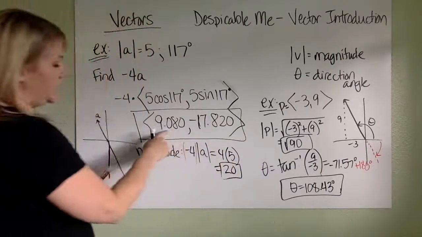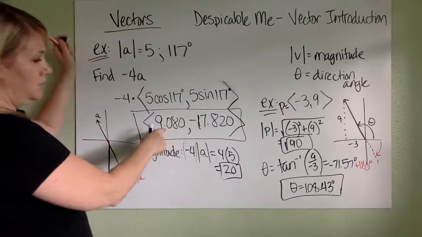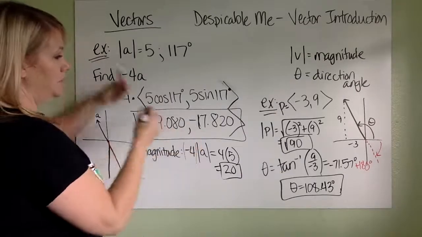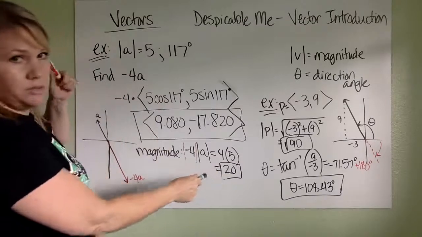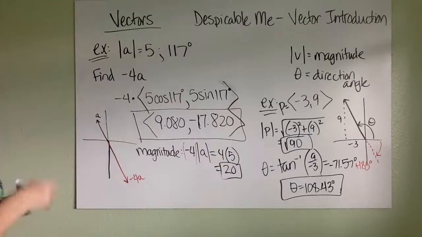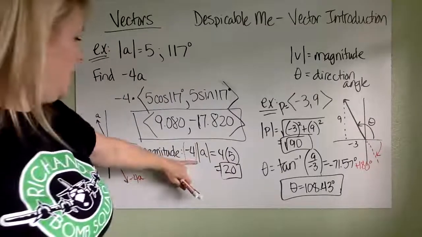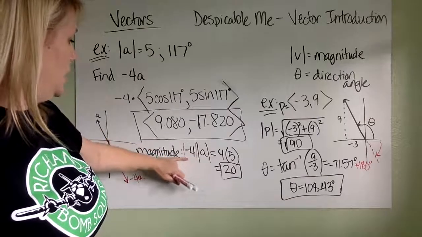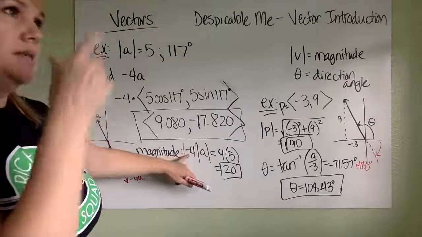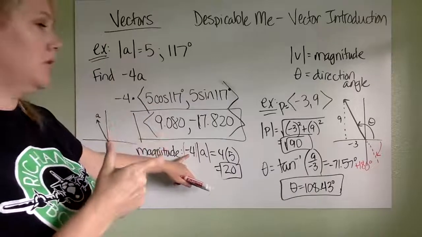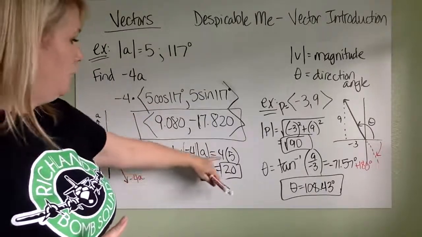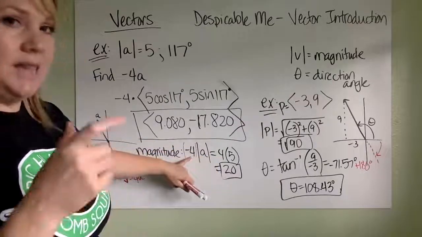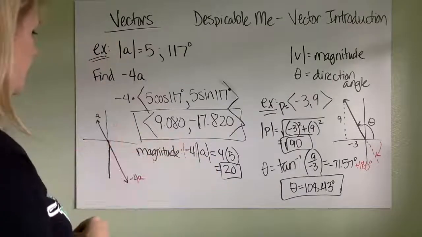Now, if you did 9.0808 squared plus negative 17.820 squared, and you took the square root of that, you're going to get something really close to 20. So if you did it the long way, that's fine. So again, I'm using the absolute value because negative 4 is not a length. 4 is the length. Negative means it reflected it down into this quadrant. So 4, because it's the length of the vector.